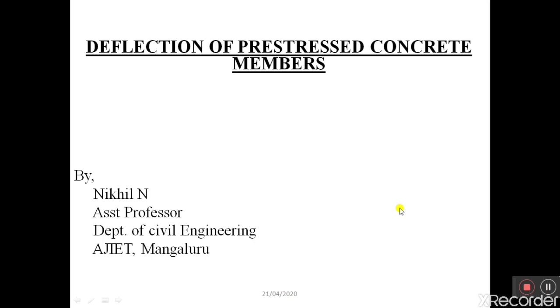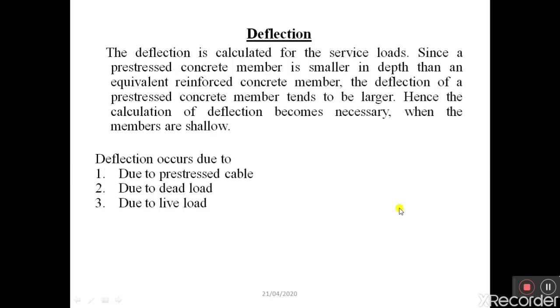So today in this session, I am going to discuss deflection of prestressed concrete members. In our first session, I had discussed what the different types of losses are, what deflection is, and the different types of deflection that will occur in a prestressed concrete beam. So today, before solving some of the numericals, let us recall the formulas required for the calculation of deflection of a beam under different loading cases.